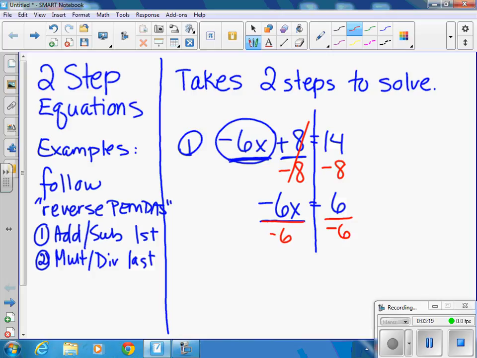Again, negative divided by a negative is a positive, so that's good. And I'm left, I should say, with 1x. X is going to equal, and now I have 6 divided by negative 6. Well, I know that's going to be a negative answer because a positive divided by a negative is a negative. And 6 divided by 6 is 1. This is my final answer for that two-step equation.